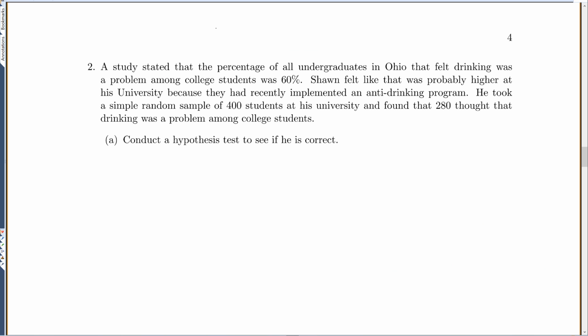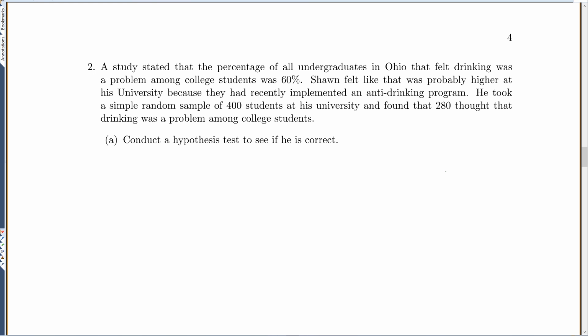Okay, number 2. A study stated that the percentage of all undergraduates in Ohio who felt that drinking was a problem among college students was about 60%. Sean felt it was probably higher at his university because they'd recently implemented an anti-drinking program. He took a simple random sample of 400 students at his university and found that 280 thought drinking was a problem among the college students. Conduct a hypothesis test to see if he's correct.